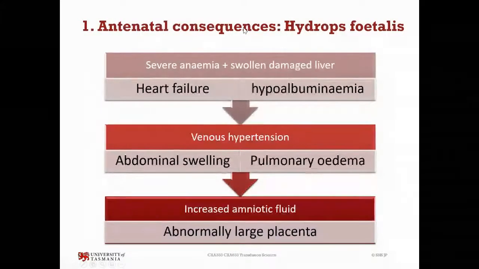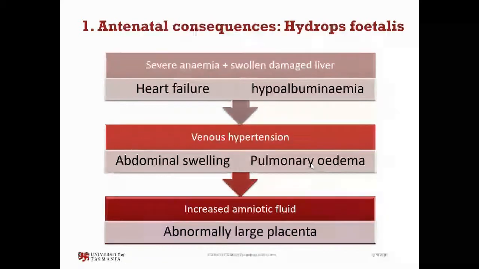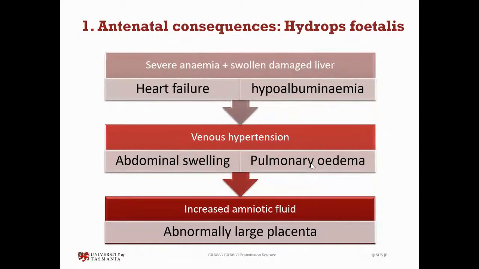So the consequences leading to hydrops fetalis, again, as I said, are heart failure and hypoalbuminemia, causing venous hypertension, and this is where we get our abdominal swelling and our pulmonary edema. So we get fluid within the abdominal cavity, fluid within the thoracic cavity, but also fluid within the cranial cavity as well.